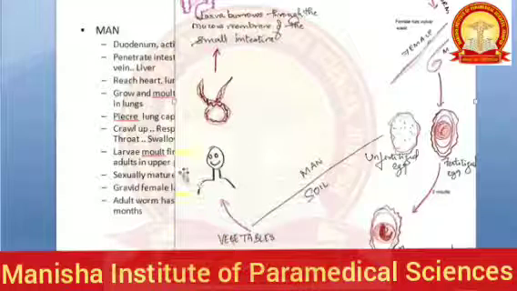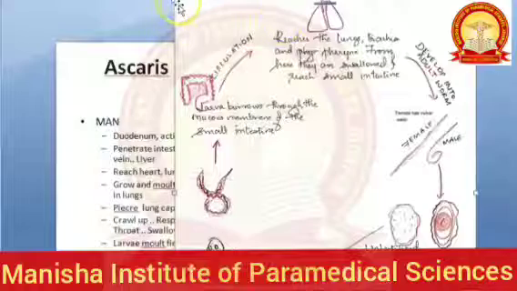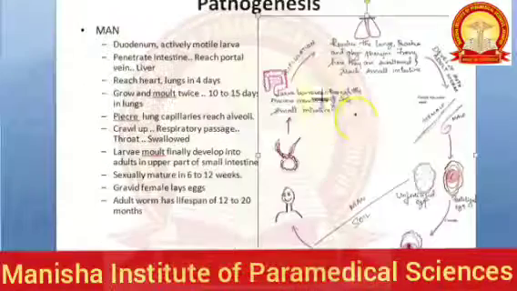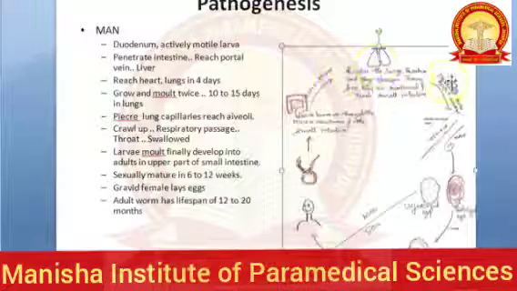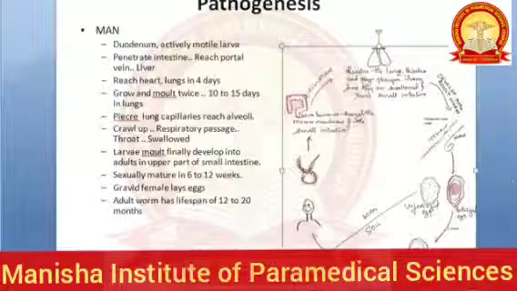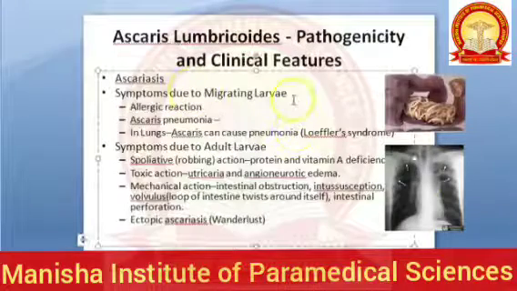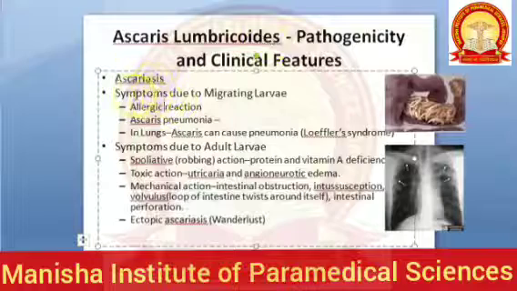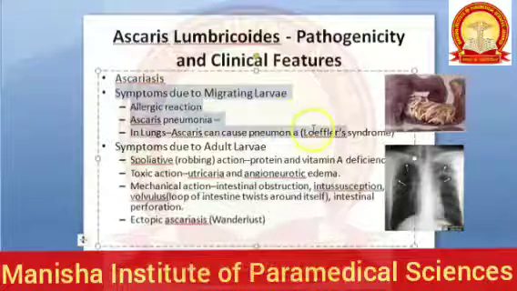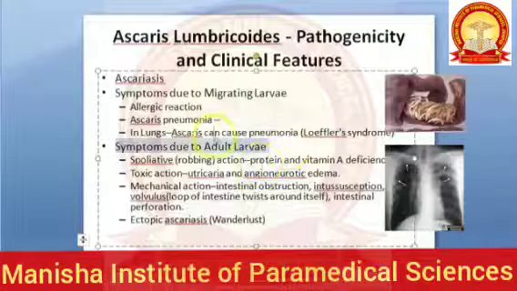Okay. So now let us move on to the clinical features. Clinical features of Ascaris lumbricoides. The disease is called ascariasis. There are symptoms due to migrating larva and symptoms due to the adult worm. Let us look at both of them.